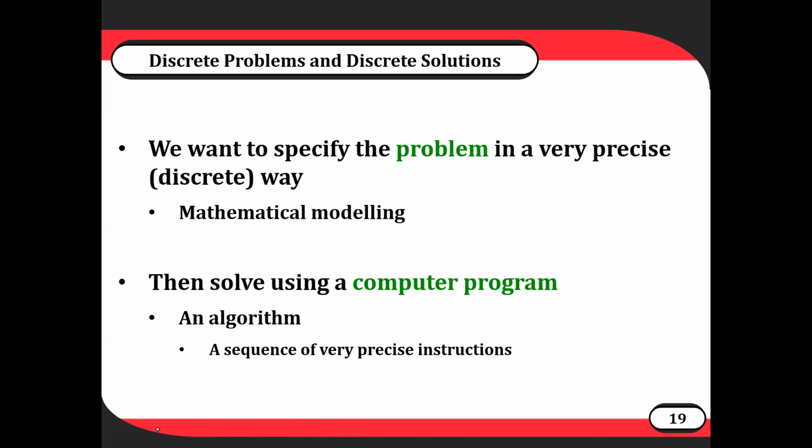So a computer program is an algorithm, and an algorithm is a sequence of very precise instructions. This is sort of the applied version of an algorithm, but we have mathematical definitions of these things that we're going to use for discrete math. But it's usually quite easy, or at least not difficult, to translate an algorithm into an actual program.